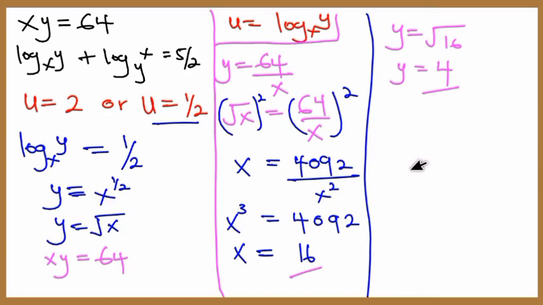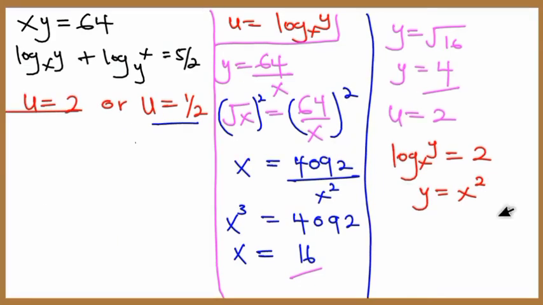So now let's deal with the second value, that's u equals 2. So my u equals 2, which means that in place of u, I'll put 2 here using this equation. So I'll have my log base x y equals 2. So which means my y equals x to the power 2.